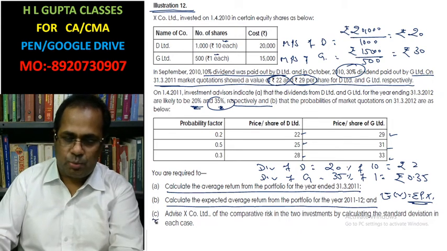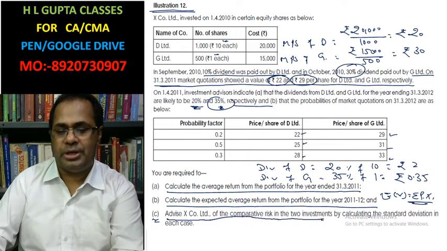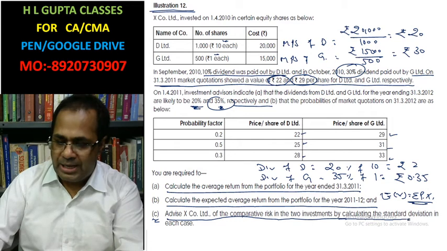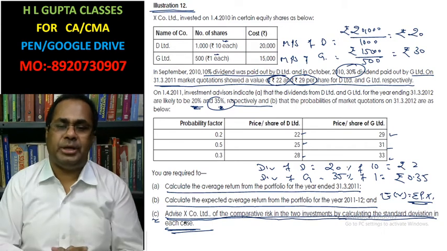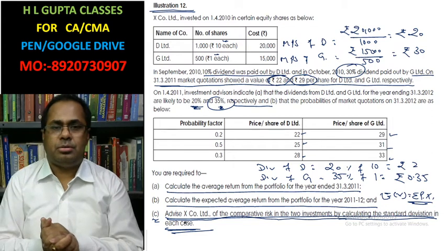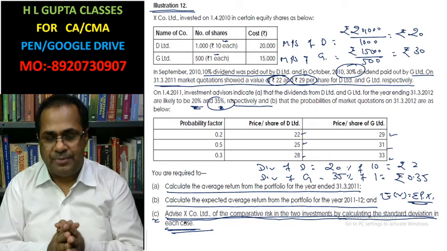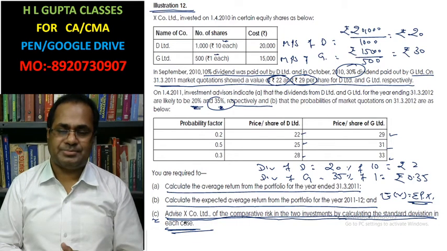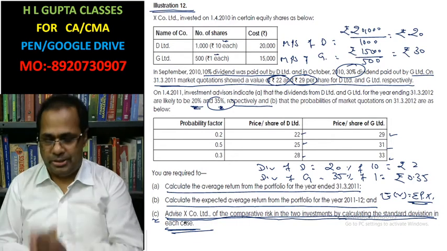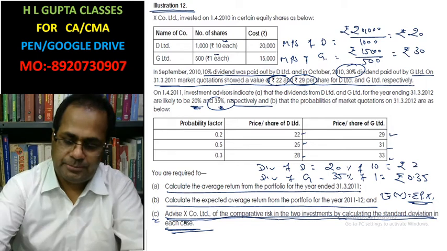Now in the C part, what is it saying? Advise the X company limited of the comparative risk in the two investments by calculating the standard deviation in each case. It means you have to calculate expected return as well as standard deviation of two securities in 2011-12. Do you understand? Now I am going to calculate expected return and standard deviation for security D, and expected return and standard deviation for security G. Okay, look at it.